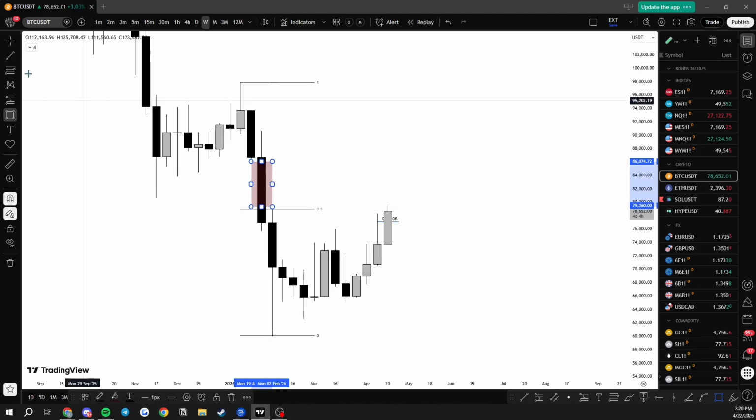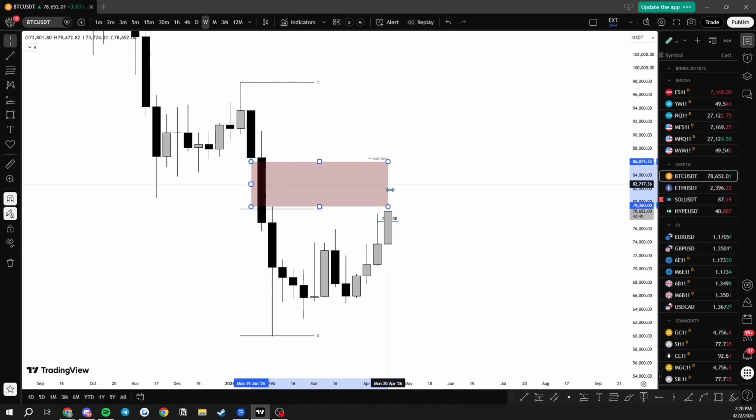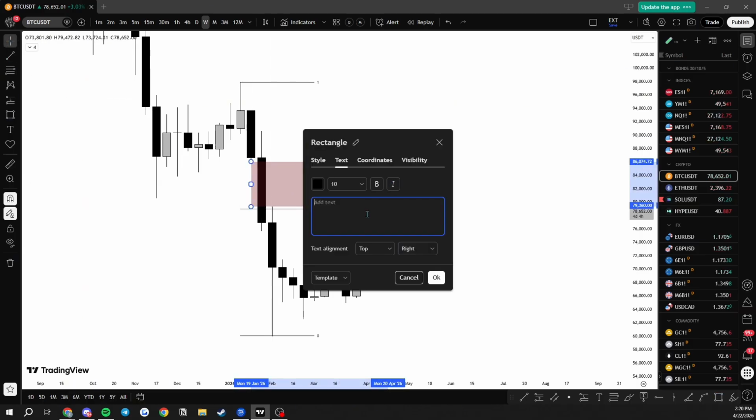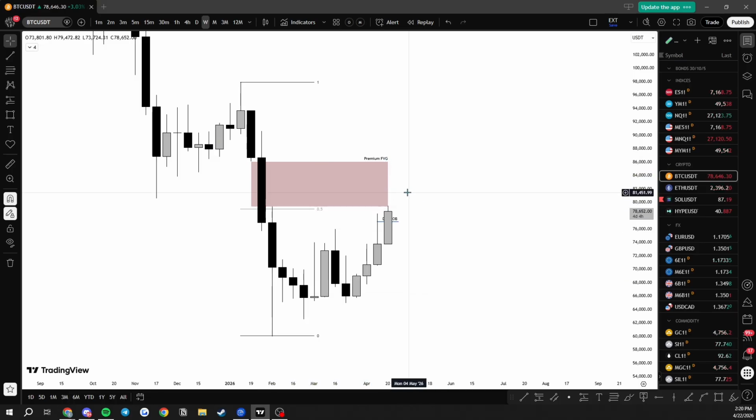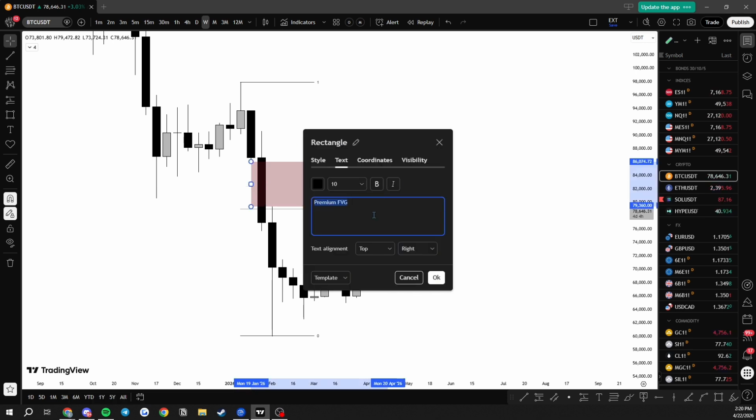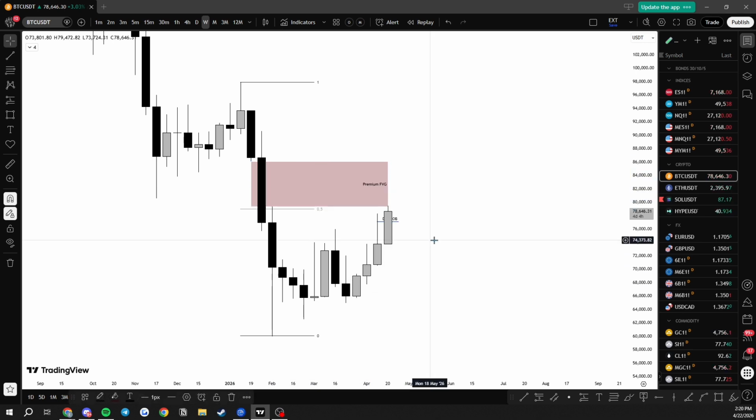So we'll go ahead and map that out. Premium fair value gap. Right, and for now, this is going to be the key level that we're working with on the weekly.